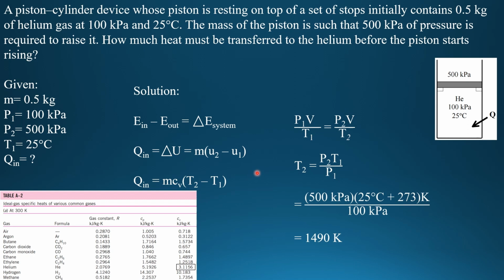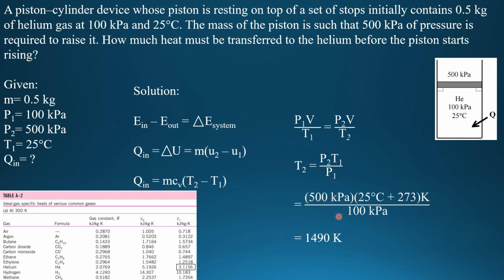And since T2 is missing, the final temperature of helium can be determined from the ideal gas relation to be this equation: P1 times V over T1 is equal to P2 times V over T2. And we will be having this equation here of the final temperature, that is the final pressure times the initial temperature over the initial pressure.